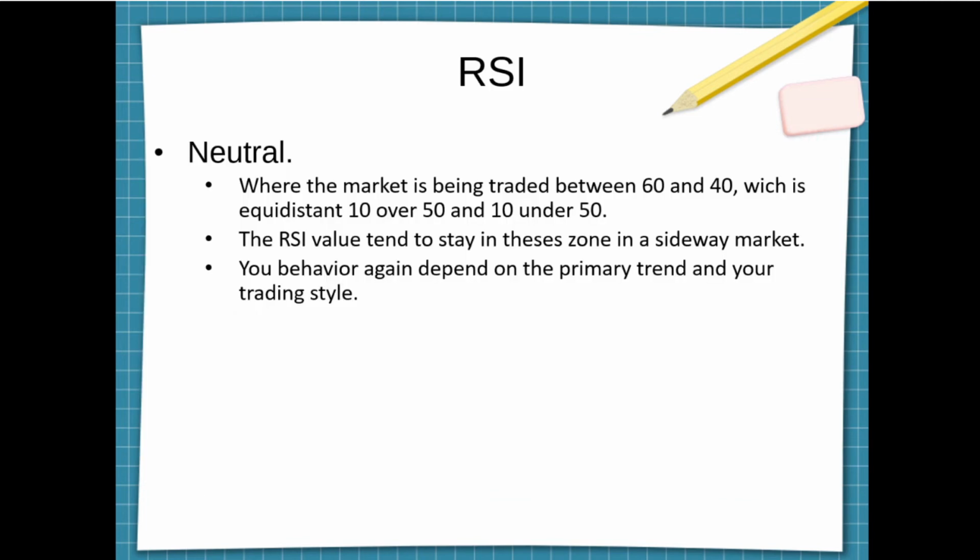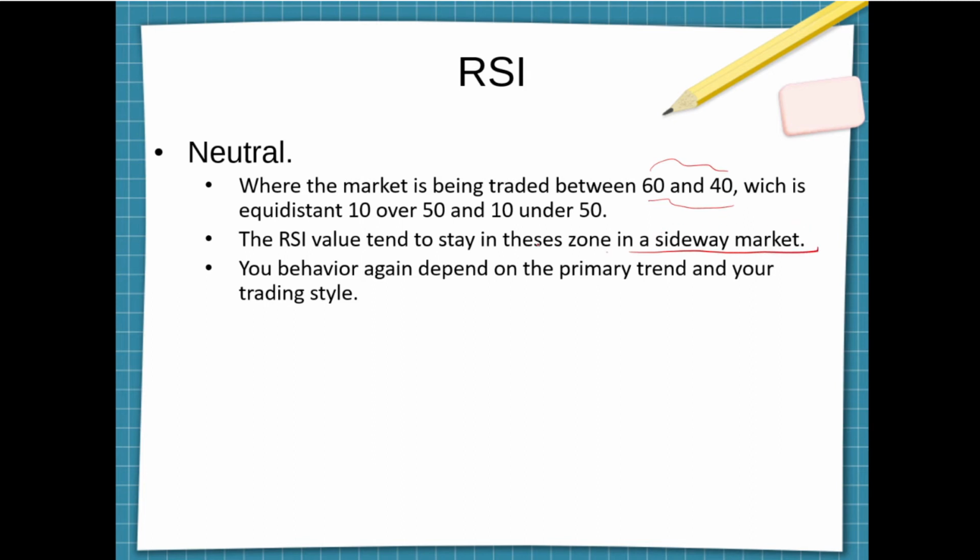So now, a natural situation is where the market is being traded between 60 and 40. I think I've told you that. If you see this, there is no real bull or bear trend situation, which is equidistant, like 10 over 50 and 10 under 50. Now, the RSI value tends to stay in this zone in a sideways market.